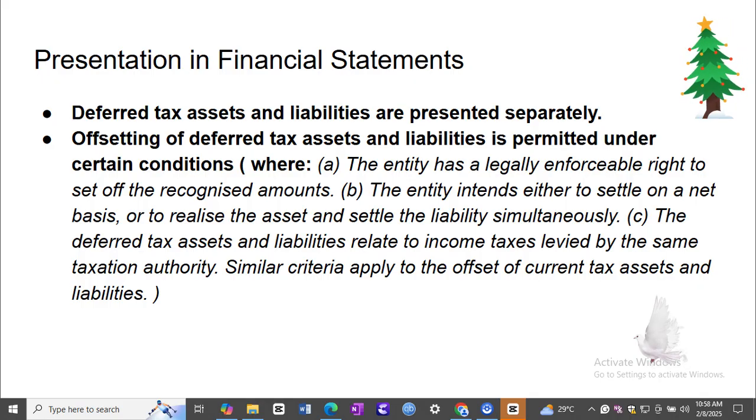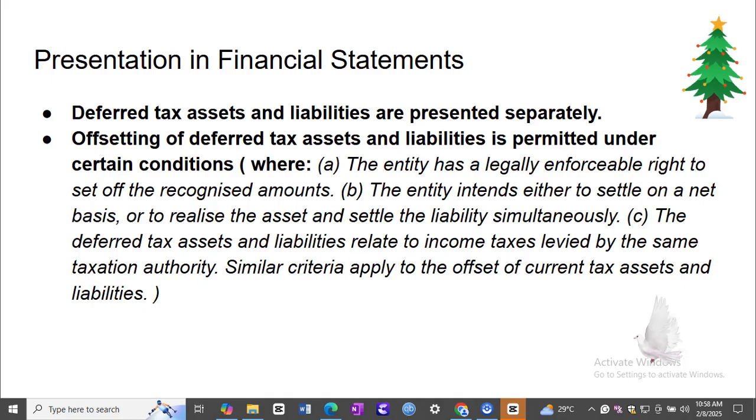First, you've got to have a legally enforceable right to set off the amounts, meaning you can use the asset to reduce the liability. Second, the company has to intend to either settle on a net basis, meaning they'll pay or receive the net amount, or realize the asset and settle the liability simultaneously. So no random offsetting. There needs to be a legal basis and a specific intention behind it.